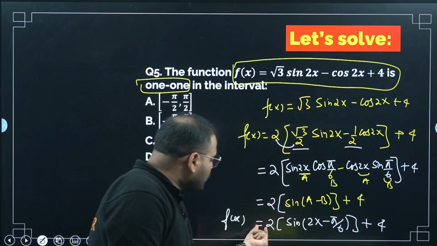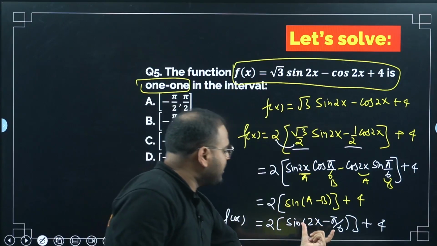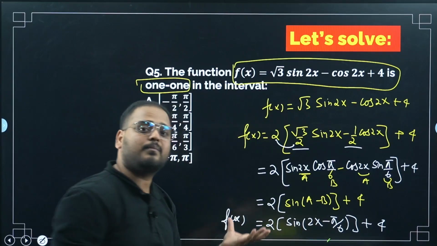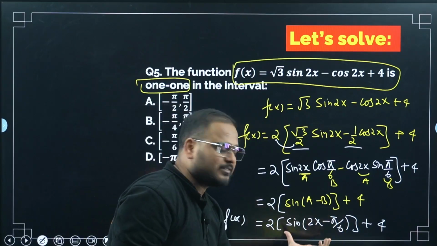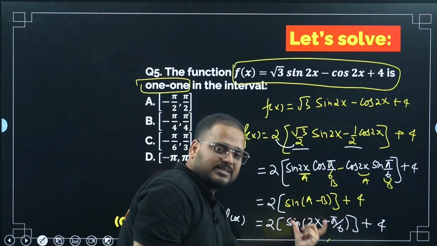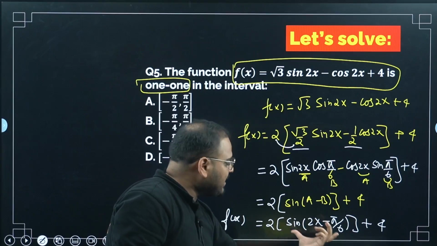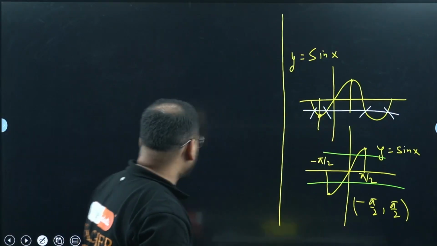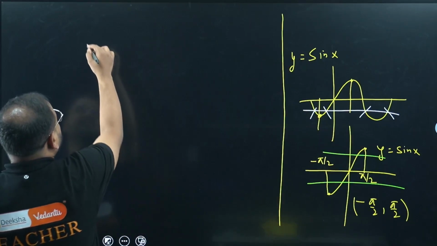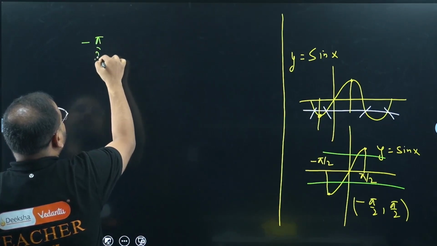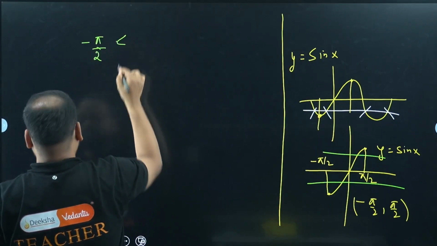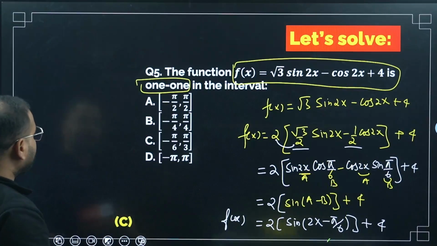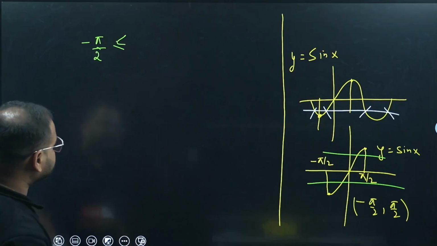So if 2 and 4 are just transformations, and this inside part sine is 1-1, then the entire function f(x) will be 1-1. And we know sine is 1-1 in minus pi by 2 to pi by 2. Therefore I can write that minus pi by 2 should be like this.